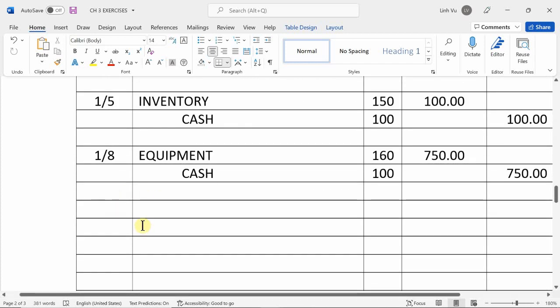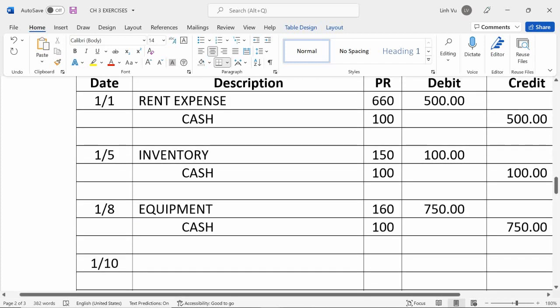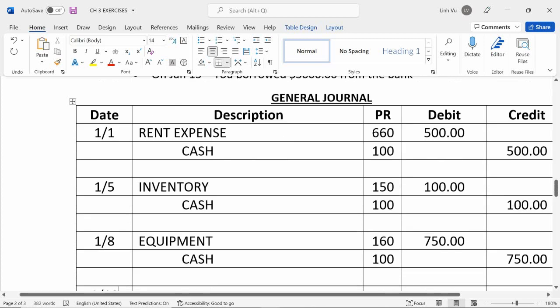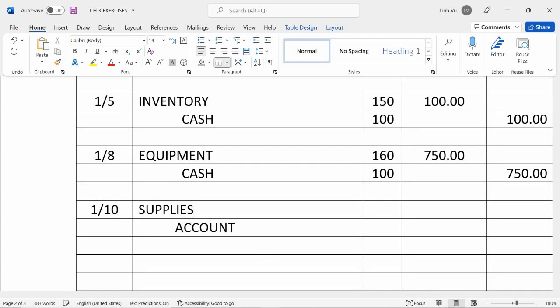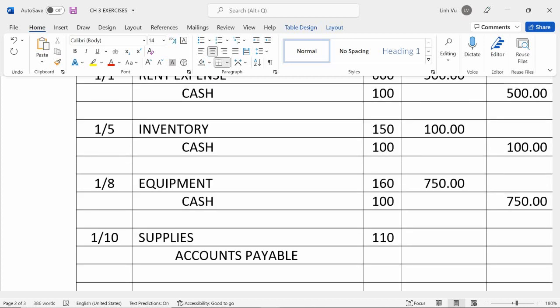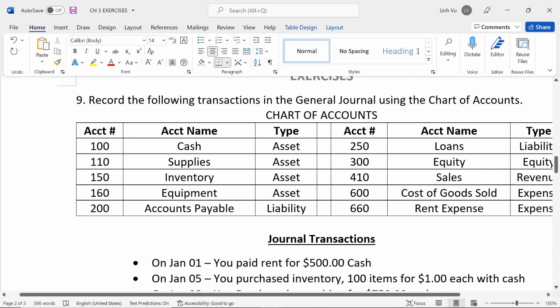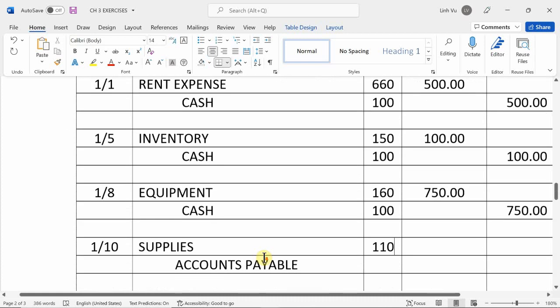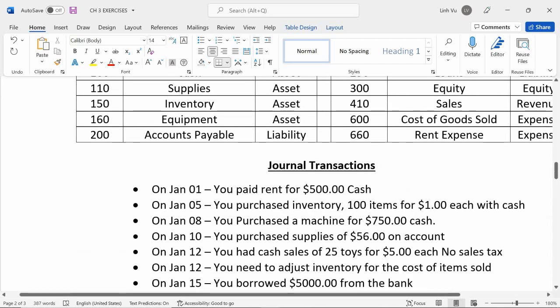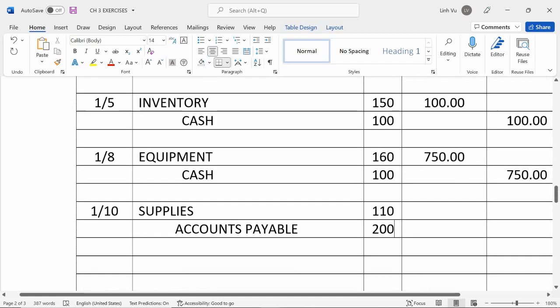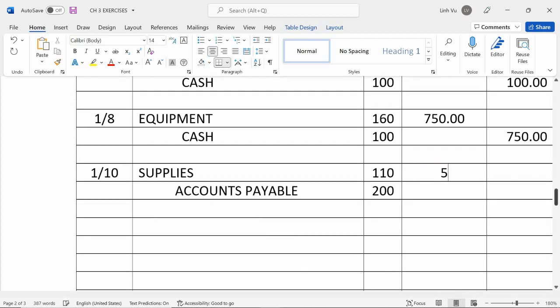Okay, for January 10, I think. Let's double check. January 10, you purchase supplies, okay? And you placed it on an account, so you have an accounts payable. So in this case, supplies was 110, accounts payable is 200. Now, how much did you pay, or how much do you owe this vendor? $56. So in this case, it's exactly what I'm going to record, $56.